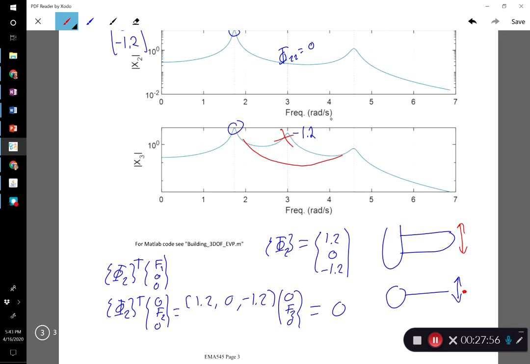All right, so that concludes our discussion of forced response, modal forced response. We'll learn a different way to solve for the modal forced response in the next lecture, and we'll see some additional examples.